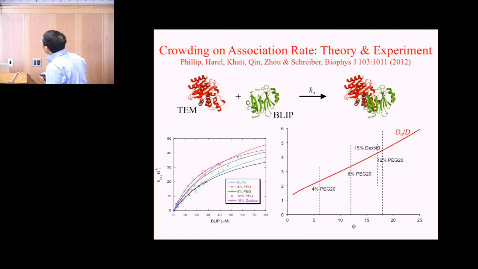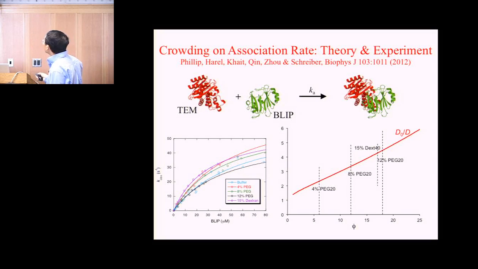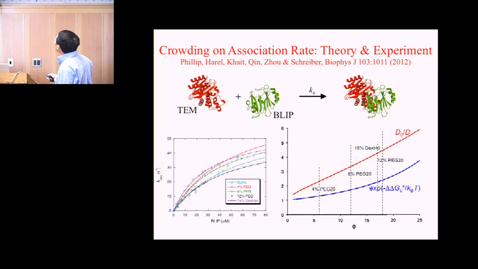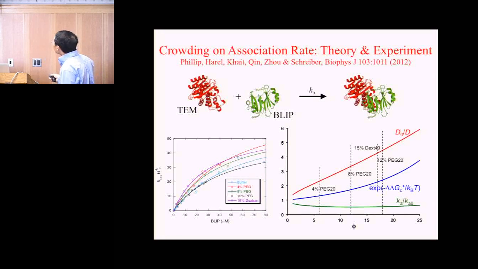Now we know that the presence of PEG and dextran is going to reduce the diffusion constant of the two proteins by about 5-fold. So if the reduction in diffusion constant is the only effect, then we would expect the association rate constant to decrease by 5-fold. But because the crowding also induces an effective attraction, that compensated for the slowing down in diffusion. So the net effect is nearly null, and that explains what's observed experimentally.